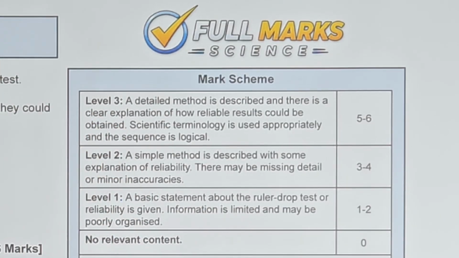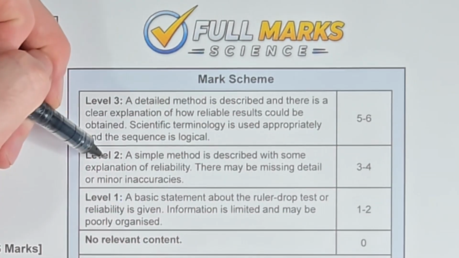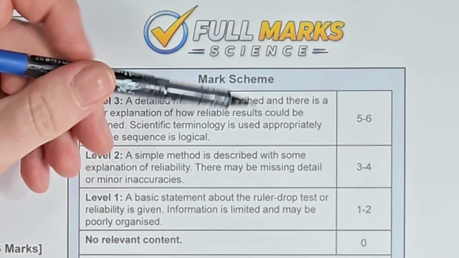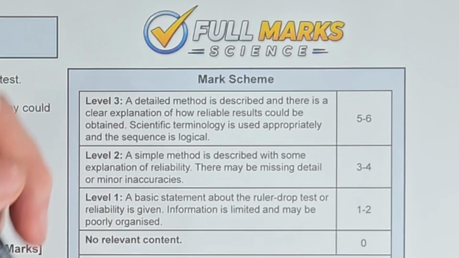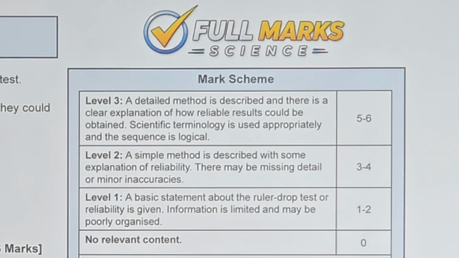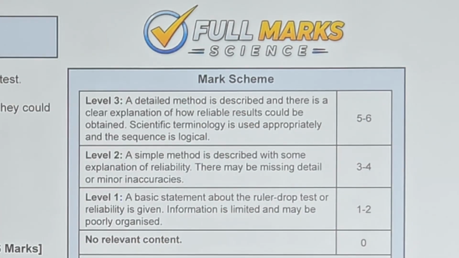Student dropped the ruler and caught it, measured the amount of time, the amount of distance maybe, then they'd be hitting this 1 or 2 marks. And then at level 2, you need a simple method being described with some explanation of reliability, but there might be missing detail or minor inaccuracies. So kind of getting around the right gist, saying a method that is close to being right, but not quite all the way there. Mentioning some ways that you could make it better, but not massive amounts of detail. Or maybe getting a couple of things wrong. That's where you're getting into your 3 and 4 marks.